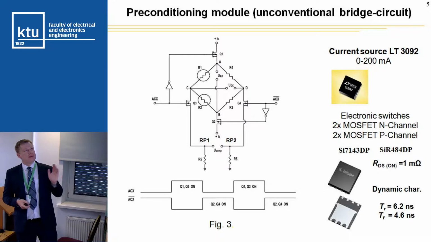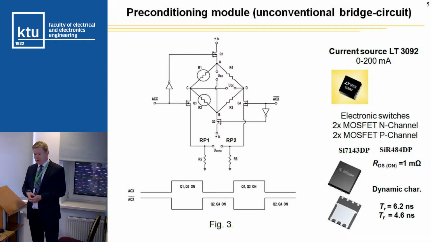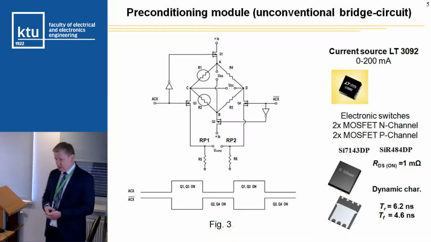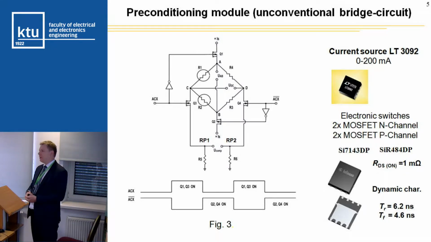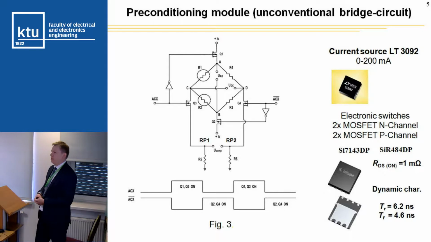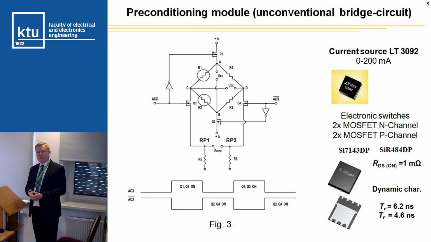And this is the scheme of the preconditioning module. Here we have the sensors. This is a 4-arm bridge. Here we have electronic keys like this, MOSFETs, and we used current source LT3092, but we also tested other current sources, and this presentation was on Monday about other current sources which can be used in this project.